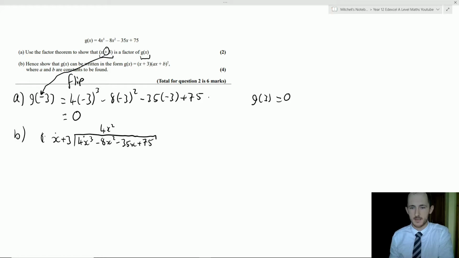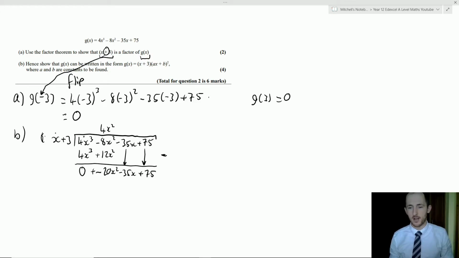So 4x squared times x. And if you remember what I said, if you've done this right, these first two things will always be the same, 100% of the time. 4x squared times 3 gives me plus 12x squared. Now what we're going to do is subtract these. 4x cubed minus 4x cubed is 0. Then you have minus 8 minus 12, which would be minus 20x squared. Then the rest of it is just dragged down because there's nothing else underneath it. So minus 35x plus 75.